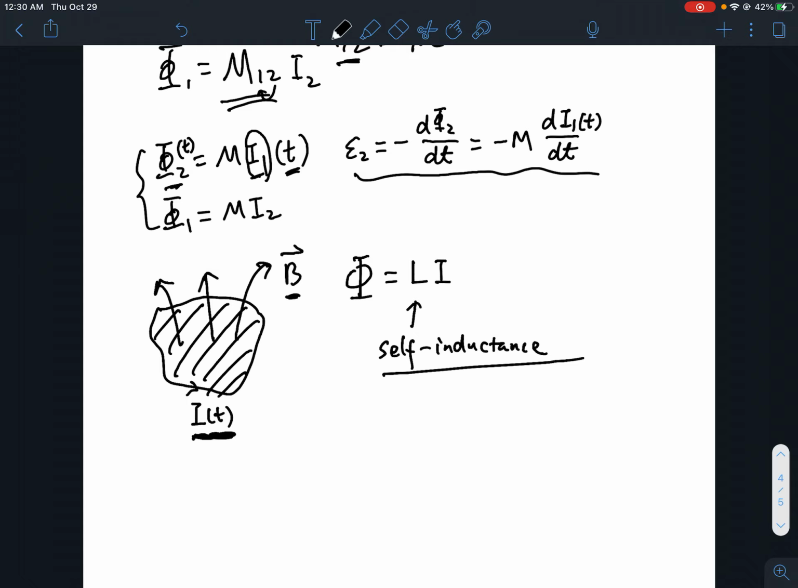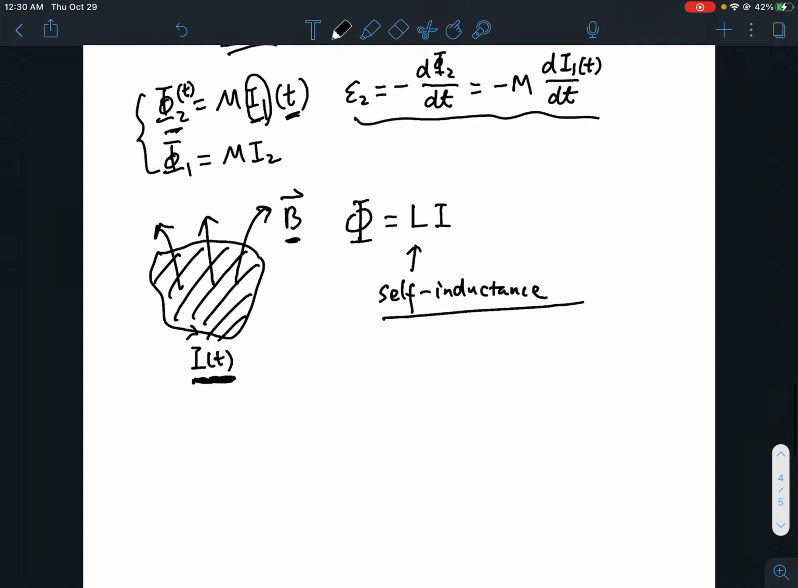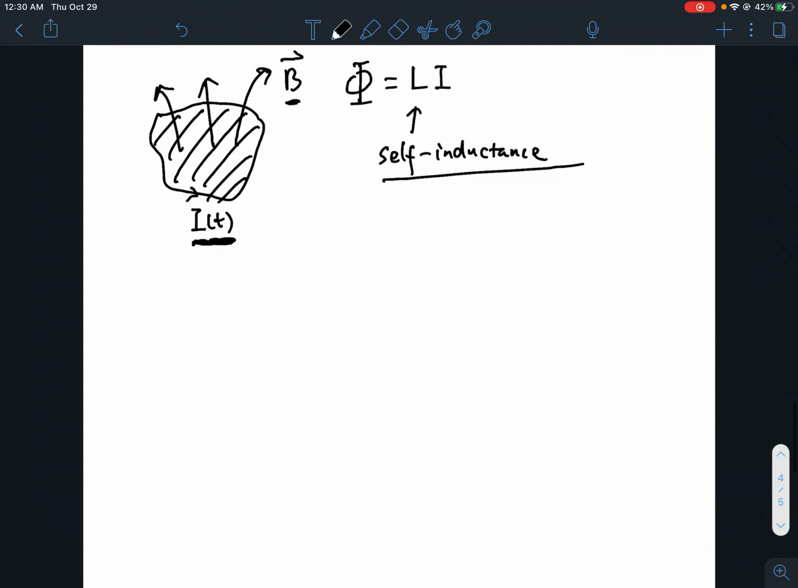an electromotive force. And this electromotive force that is induced is really equal to minus d phi over dt. And because L is a constant, it's really L di over dt, as you can see from here.